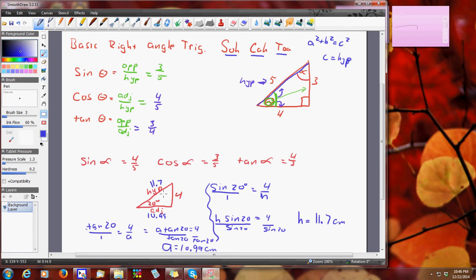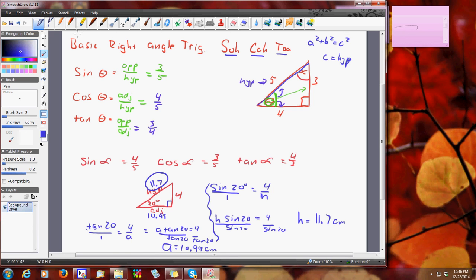And here's my last piece of advice. Until you're perfectly fine with this, use the Pythagorean theorem to check your answer and see if you get it. And you'll get very close. Also, take a look: 11.7 is my hypotenuse, and it is greater than my opposite side and my adjacent side.